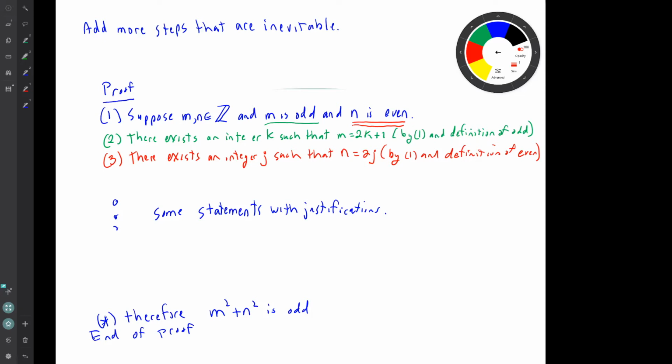Now let's look forward to the end of the proof. The end of the proof includes this phrase, m squared plus n squared is odd. Well, the only way that we can justify that is on the previous step we have to have proven the stuff that really means m squared plus n squared is odd. So in other words, the previous statement will have to be the following.